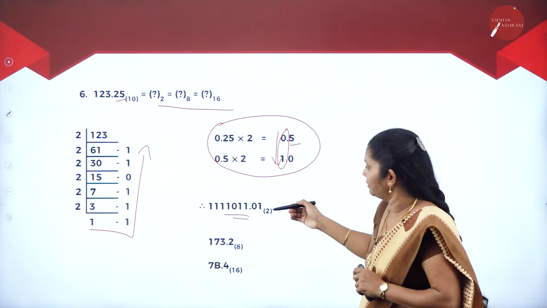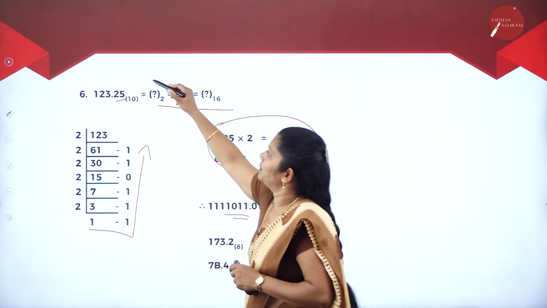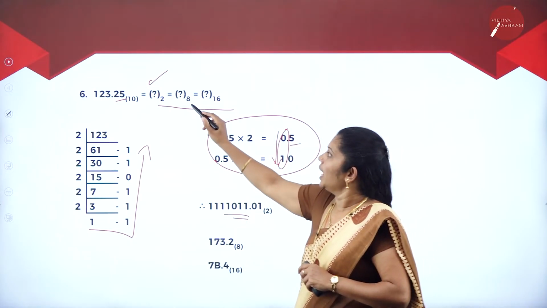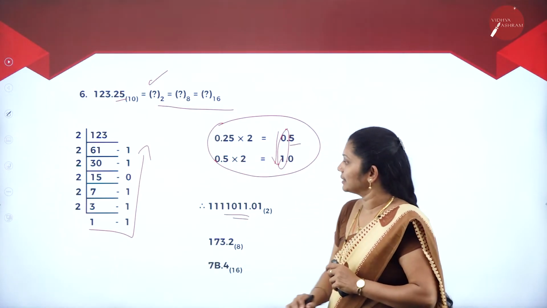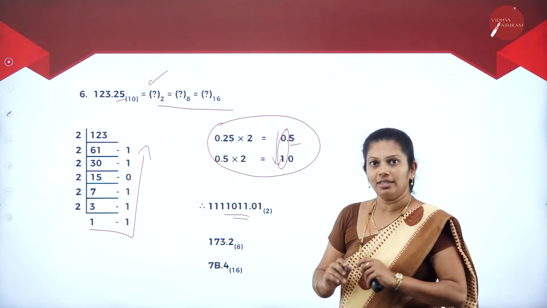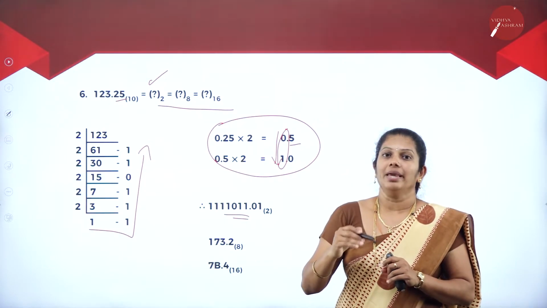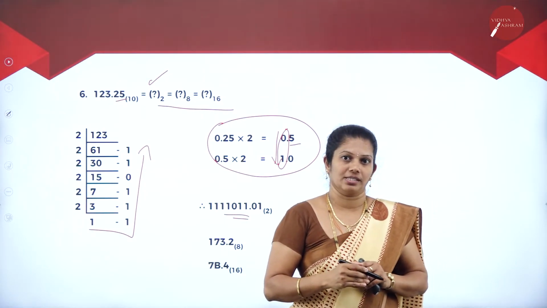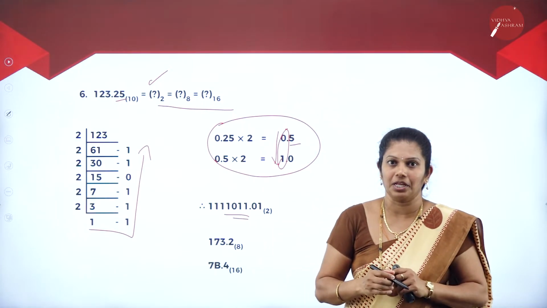From this, I can identify the binary value. The first part is clear. Next, how to find the octal as well as hexadecimal number. Here we have the binary digits. Then make 3-bit separations.